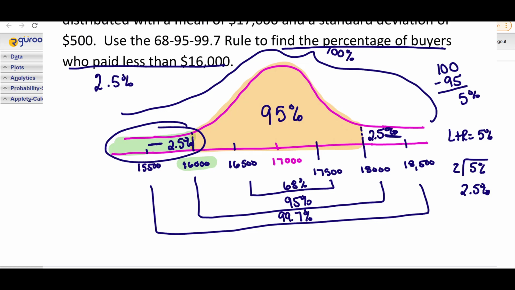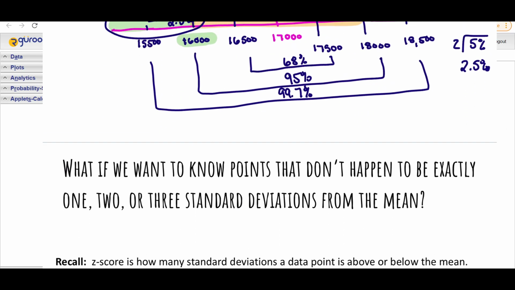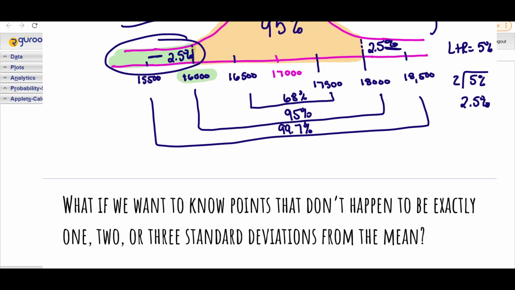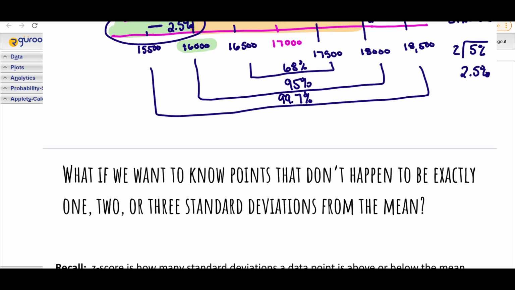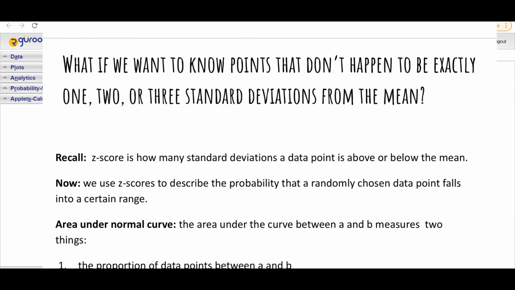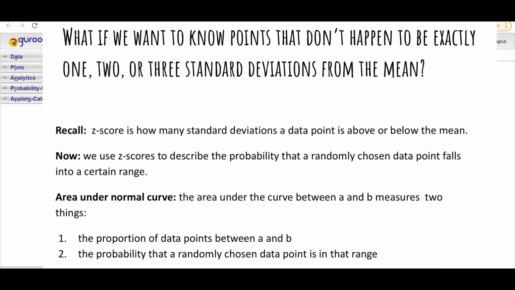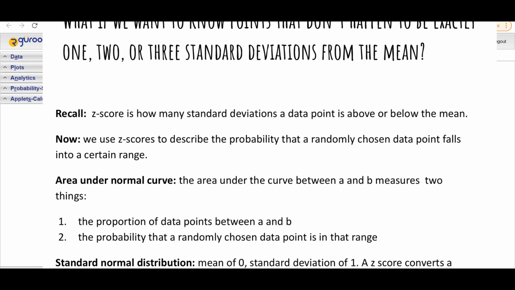You can use it to find different percentages. You can use it to find different boundaries, but we're limited to those boundaries that are attached to the 68, 95, and 99.7% of the data, the 1, 2, and 3 standard deviations each way. So what if we want to know points that don't happen to be exactly 1, 2, or 3 standard deviations from the mean? So this is where we recall some vocabulary from the past.